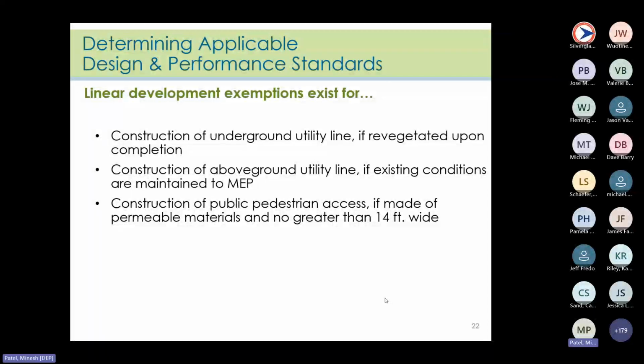The reviewer should also be able to determine whether linear development exemptions exist on the site. The following linear development exemptions may be granted if the requirements are met for each. So that is construction of an underground utility line if revegetated upon completion, construction of an above ground utility line if existing conditions are maintained to the maximum extent practicable, and construction of a public pedestrian access if made of permeable materials and it is no greater than 14 feet wide.